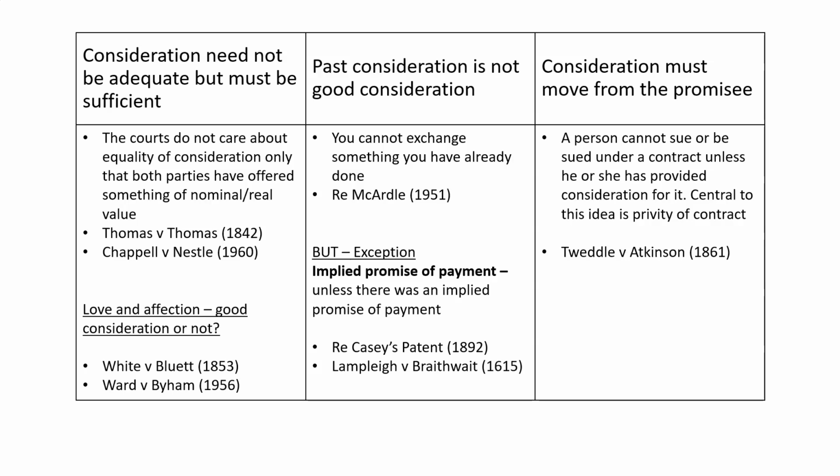Moving on to the second rule, past consideration is not good consideration. The basic premise here is you can't exchange something you've already done. So if you do something without the expectation that you'll be paid for it, so you're essentially gifting it, doing it for free, and then someone afterwards offers to pay you for it, you can't enforce that they pay you, because that wasn't a contract, because you did it for free and then they offered. If you want to be paid for it, then you should make the agreement before you do the work to be paid for it, if that makes sense.